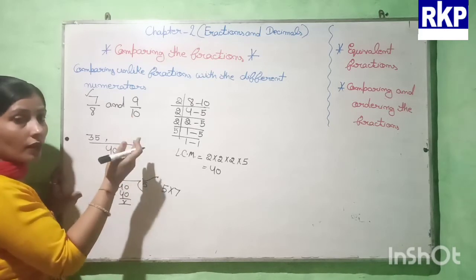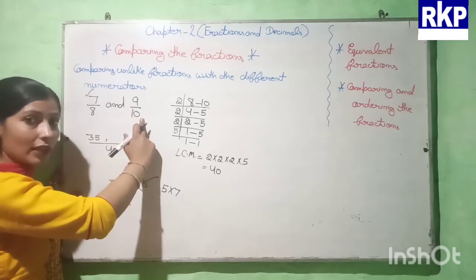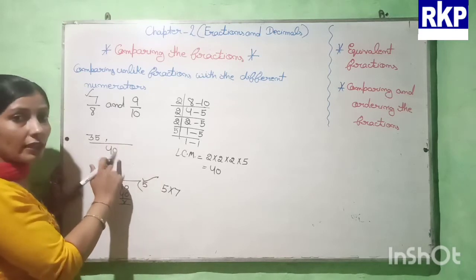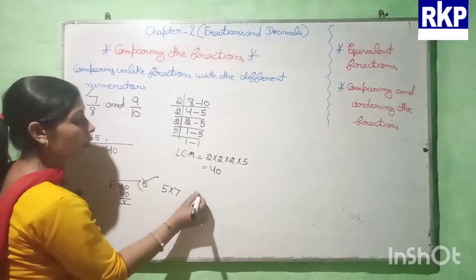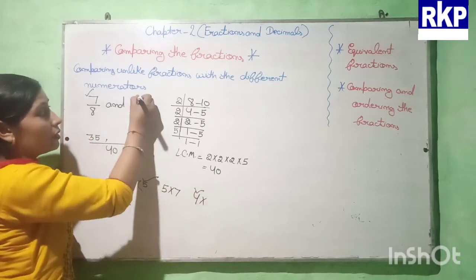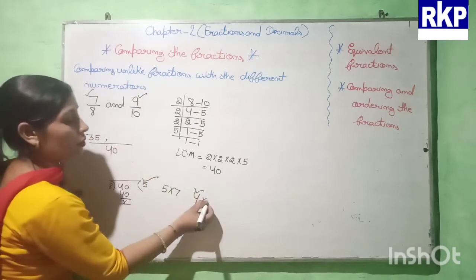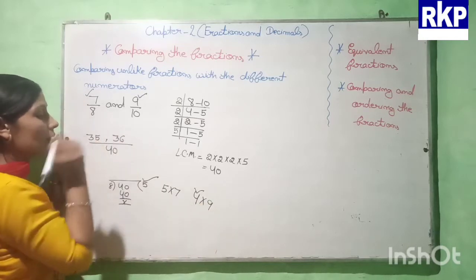Now here 40. Again we have to divide this by the denominator of the second fraction. So we divide 40 by 10, and we get 4. Now we have to multiply this quotient with the numerator of this fraction, so we multiply 4 with 9. So 4 nines are 36.